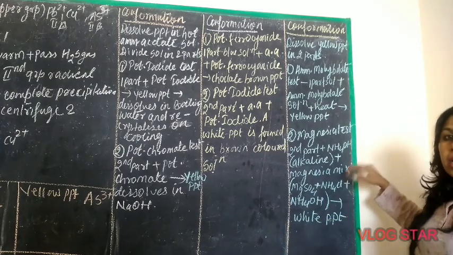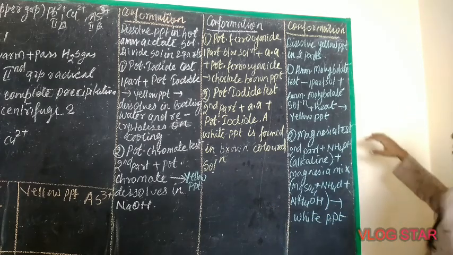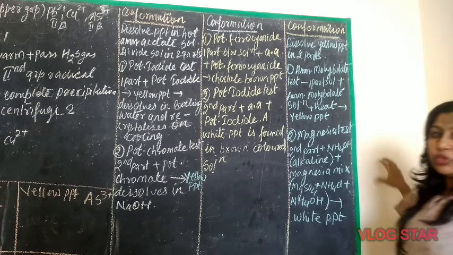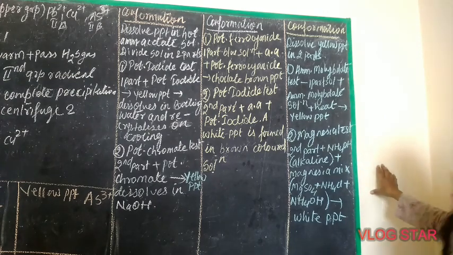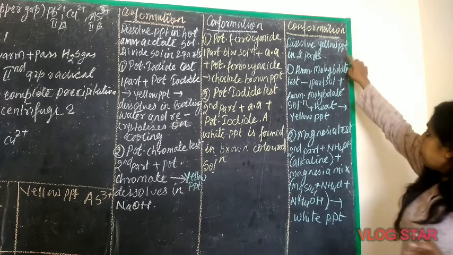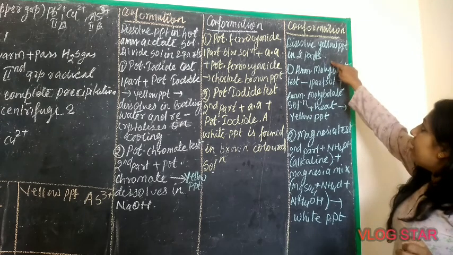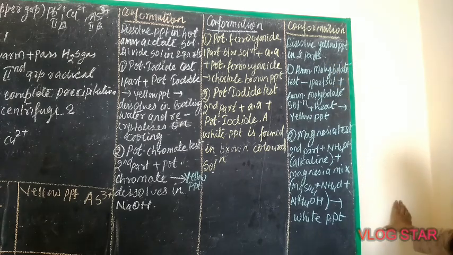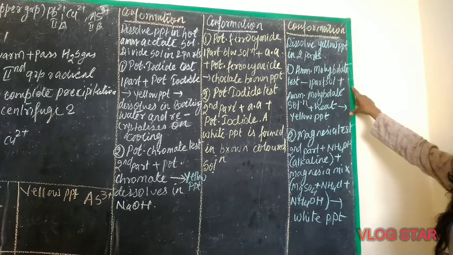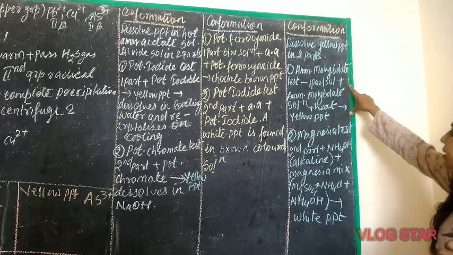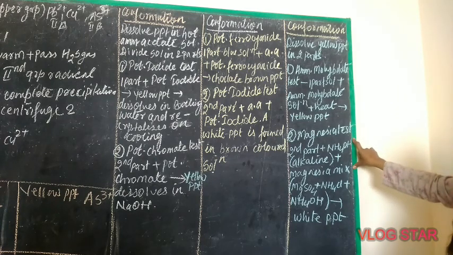Third is your arsenic As3+ radical. Confirmatory, here also we have two confirmatory tests. You have to dissolve the yellow PPT and divide it in two parts. First part, we have two tests. One is ammonium molybdate test, second is magnesia test.